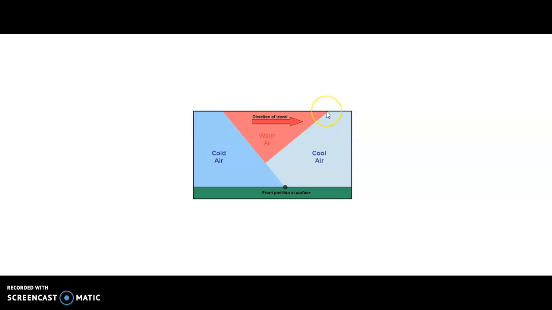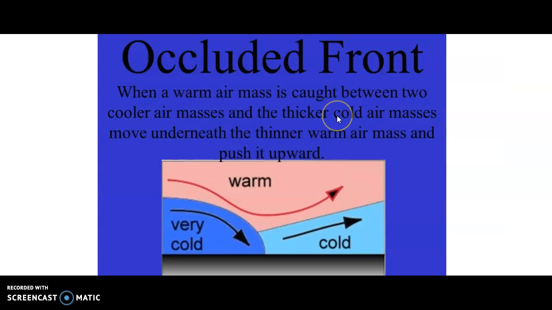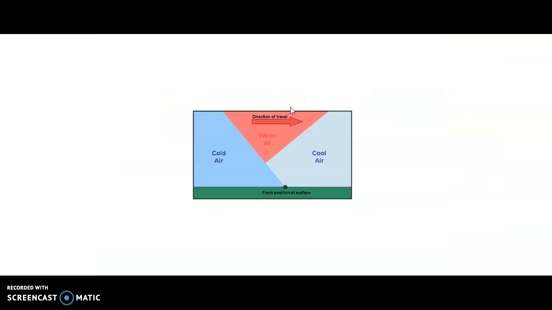And if we look at our map, we would be able to see the symbol for the occluded front. It's a line with some triangles and circles, and it is in purple. So we now know what the occluded front means. Cold air, cool air pushes up the warmer air. It's trapped between the two, so it gets pushed upwards.